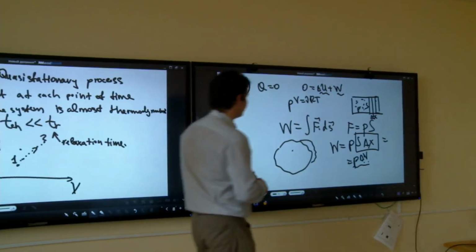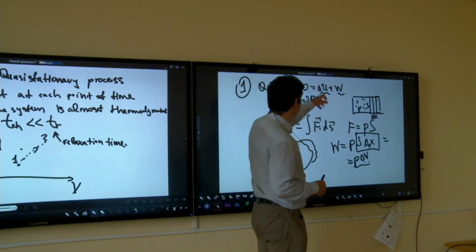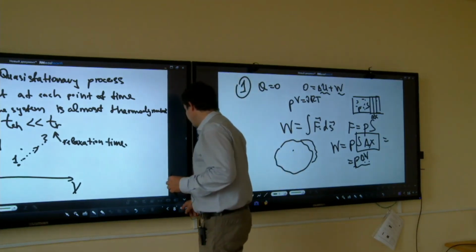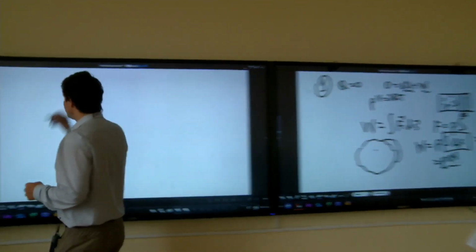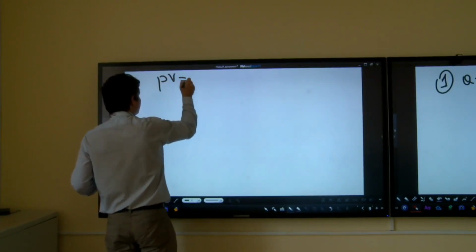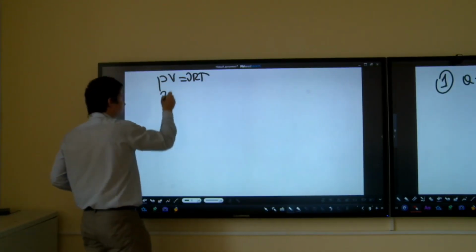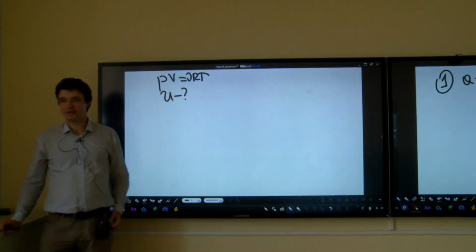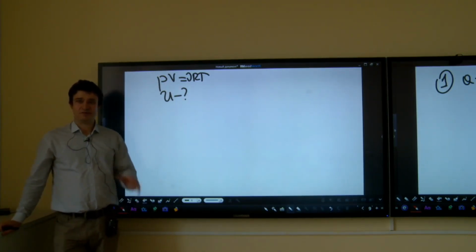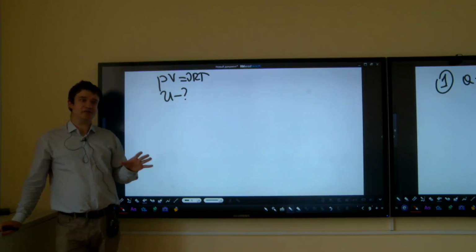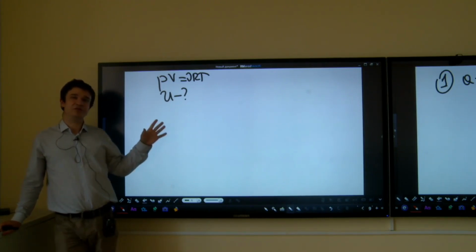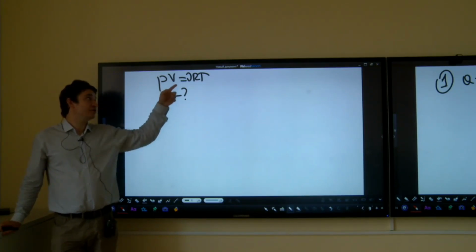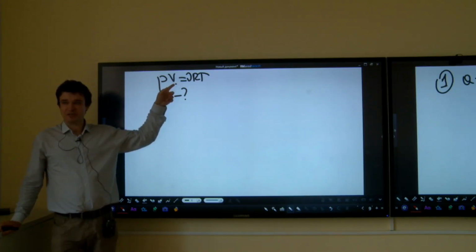Okay, the work was quite simple, but what about the internal energy? The question is whether, let's say we know this, we can determine the internal energy. Of course, I think that most of you have seen the expression for the internal energy of the ideal gas before. But the question is, can it be derived from this? How do you think?